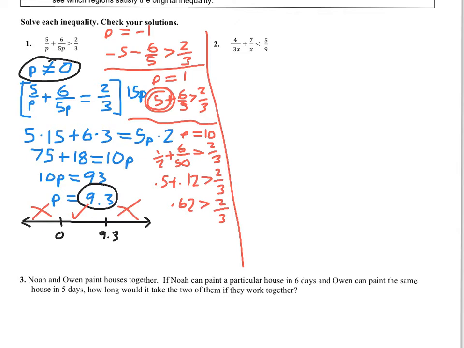So now we could write our final answer, 0. Okay, I also need to put circles. At 0, we need an open circle because it's not allowed to equal 0. At 9.3, we need an open circle because the original says greater than. It doesn't say greater than or equal to. All right, so 0 is less than p is less than 9.3.